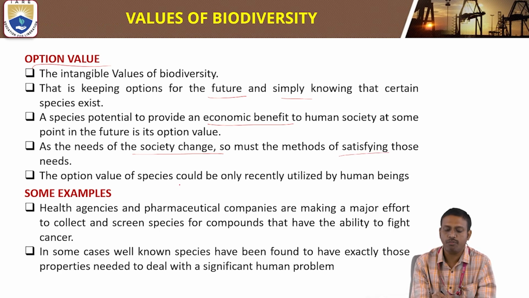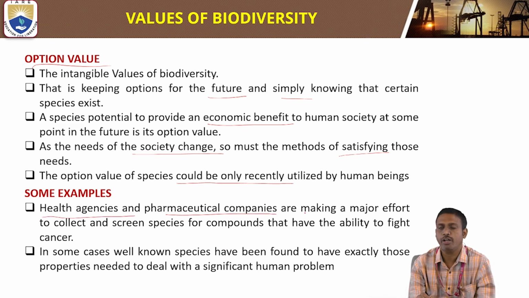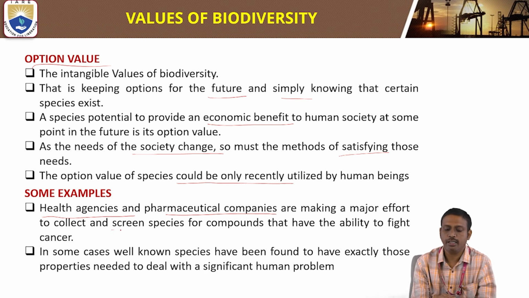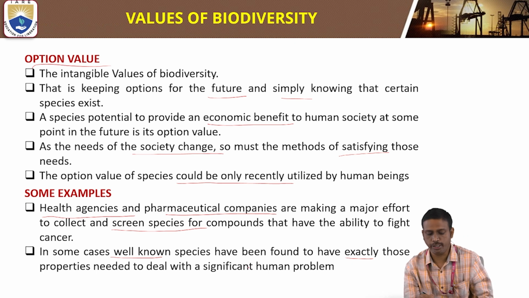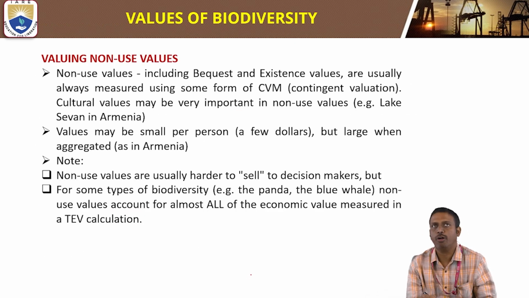Option value of species could be only recently utilized by human beings. What are the examples of this option value? Health agencies and pharmaceutical companies are examples of the option value of biodiversity, making a major effort to collect and screen species for compounds that have the ability to fight cancer. In some cases, well-known species have been found to have exactly the properties needed to deal with a significant human problem.